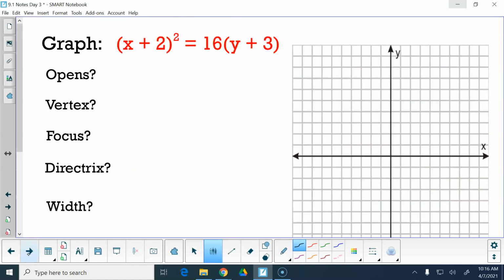Try that one right now. Graph it. Answer me the 2, 4, 6 questions that we have to go along with it. And then we'll go from there.